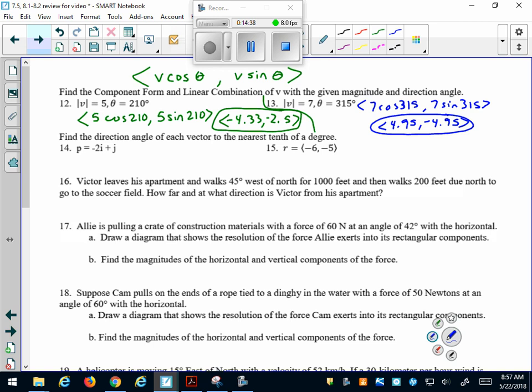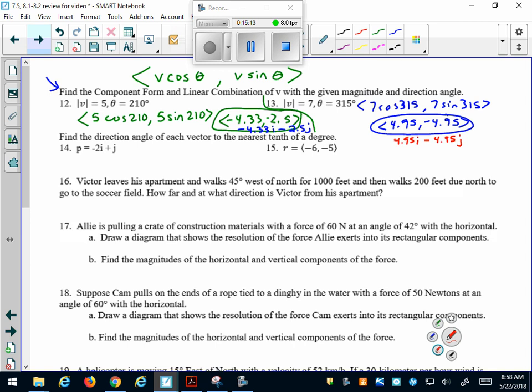All right, find the direction angle of each vector given either the linear combination form or the component form. Oh, I just realized that this one asked us for both forms. So for this one, the linear combination form would be negative 4.33i minus 2.5j, and this one would be 4.95i minus 4.95j. Okay, sorry.